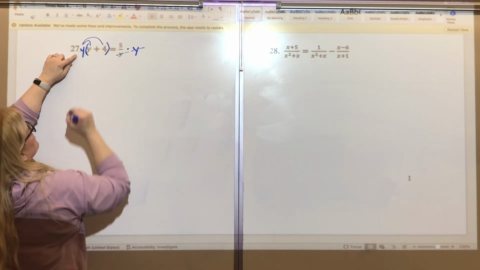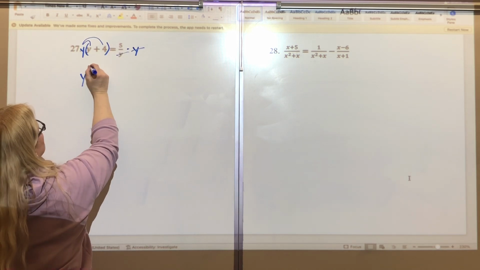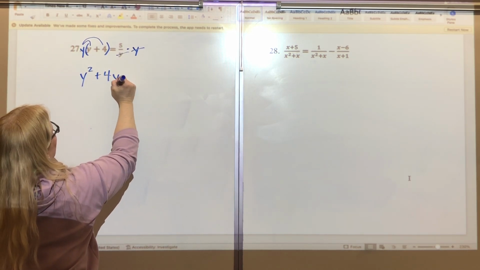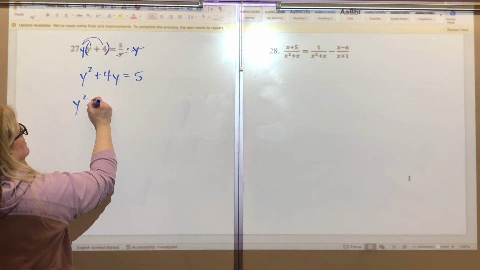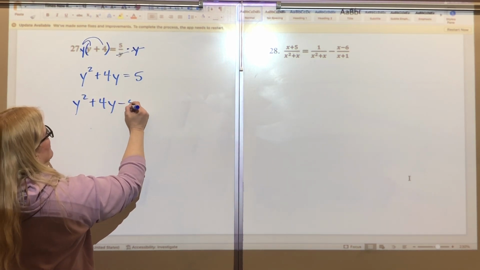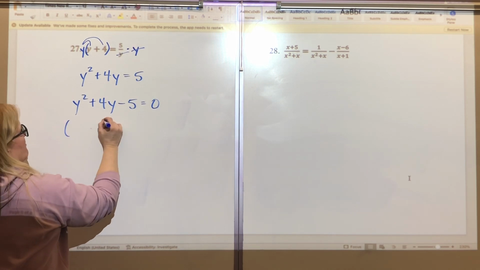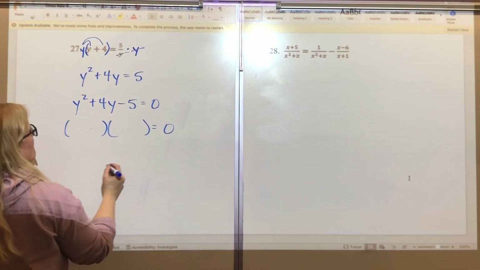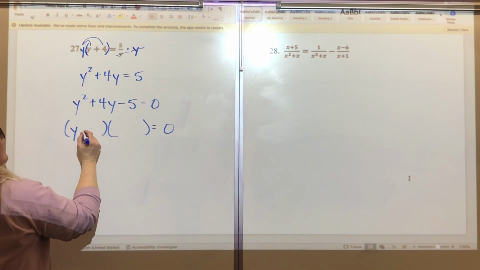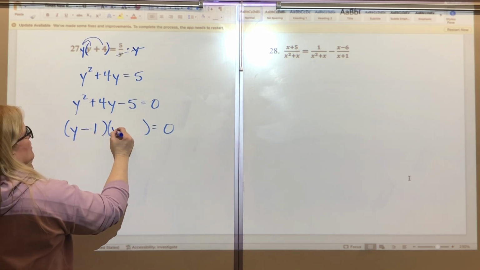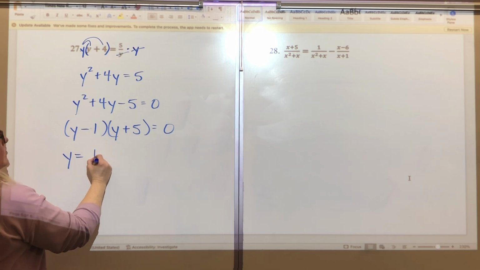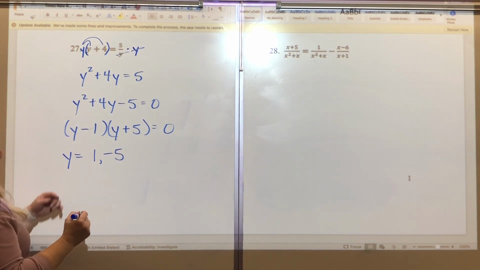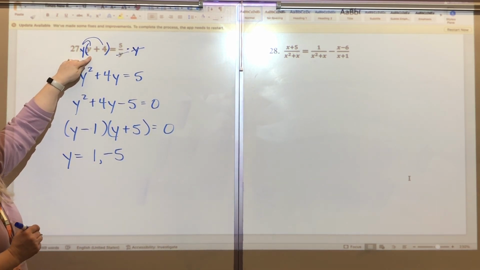Now I need to distribute this y, so I get y squared plus 4y equals 5. Let's get the 5 over to the other side since it's quadratic. When I factor this, I get y minus 1, y plus 5. So y equals 1 and negative 5. And when we plug those in, they both work.